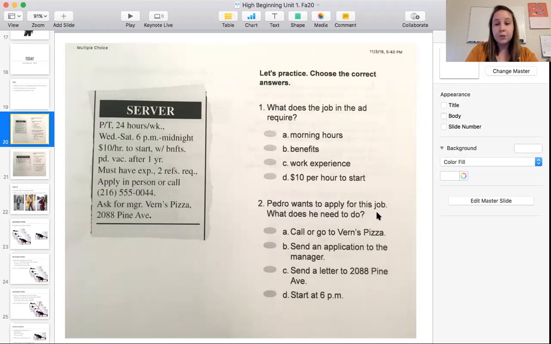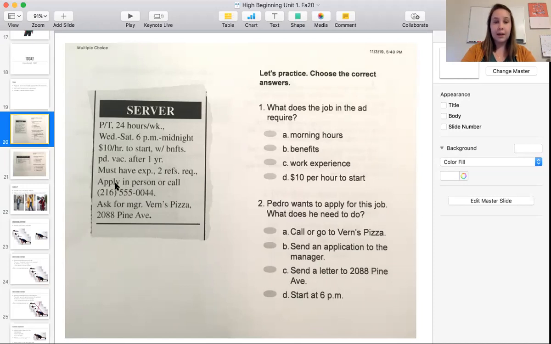What does he need to do? So apply means he wants the job. He wants to do the things he needs to do to get the job. And here we see apply in person or call this phone number. And in person means that they are there. So for example, our class on Wednesdays is in person because we are all in class together in the same space. So the answer to number 2 is going to be A, call.